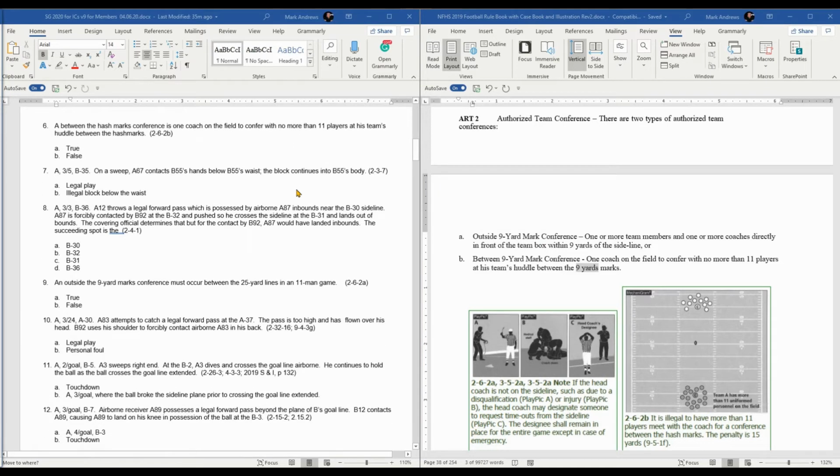Okay, question number 10. A 3rd and 24 at the A30. A83 attempts to catch a legal forward pass at the A37. The pass is too high and has flown over his head. B92, the defender, uses his shoulder to forcibly contact airborne A83 in his back. Is that a legal play or is that a personal foul?